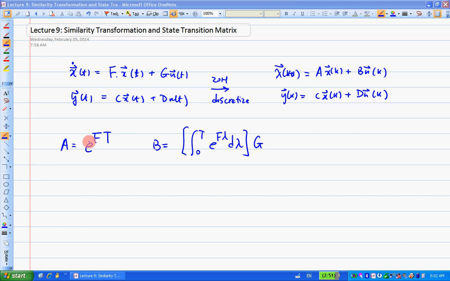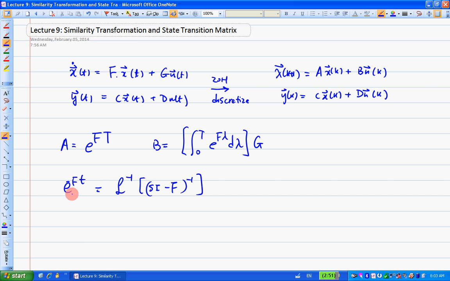To calculate e to the power of FT, what we do is calculate it first as the inverse Laplace transform of (sI minus F) to the power of -1. Today maybe I'll show you another approach of calculating e to the power of FT. But that's basically what we covered in the previous lecture. We had an example going over the process. There's one more topic here just to finish that.